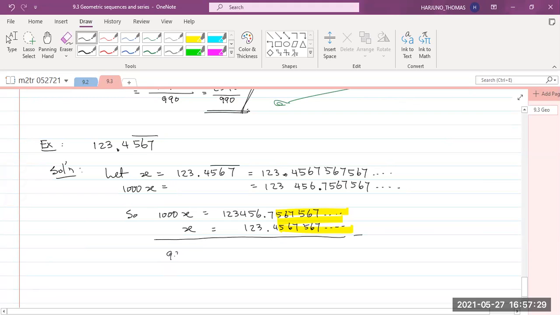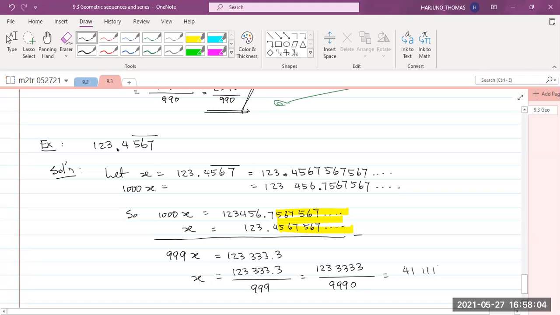So I get 999x equals 123,333.3. So x equals 123,333.3 over 999. Move the decimal point once to the right, multiply by 10 on both sides, and actually I can divide by 3. That's 41111 over 3,330.